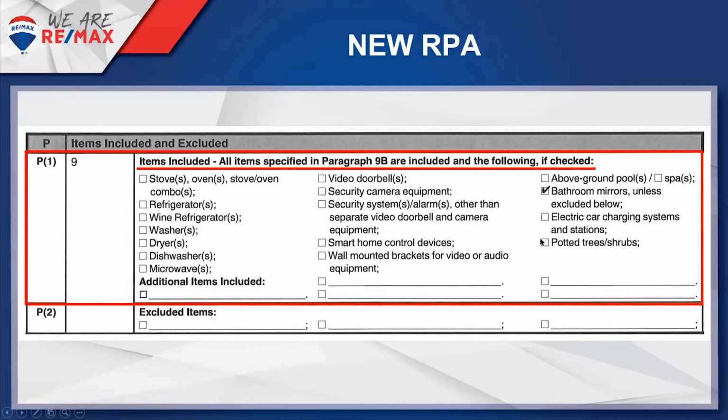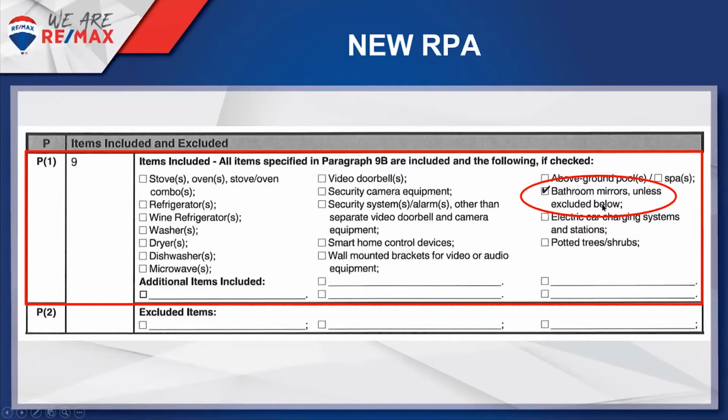Okay. Now, the one thing that's kind of interesting is bathroom mirrors is by default checked. And if that's checked, and you don't want the bathroom mirrors to be included, then you want to uncheck that, or at the very least, exclude it, listing it in P2 below.